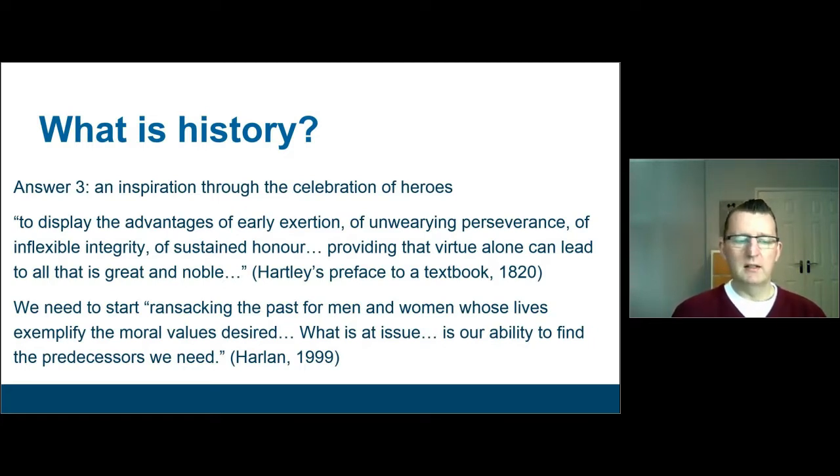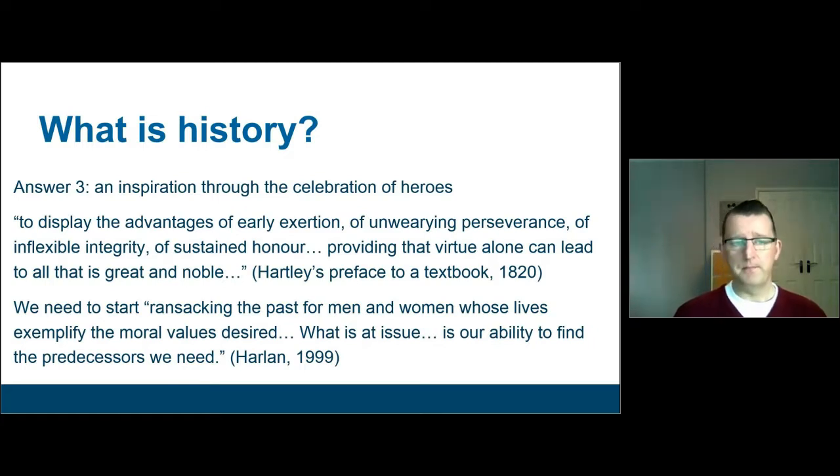And more recently, Harlan has expressed a very similar sentiment and has said that we need to start ransacking the past for men and women whose lives exemplify the moral values desired. What's at issue is our ability to find the predecessors we need. So on this reading, history is a vehicle for us to celebrate what's fantastic about the achievements of other people in different periods of time, and then to set that up as some kind of way to celebrate what's great about people and to encourage everyone else to strive to achieve similarly wonderful things. It's a way of learning about the virtues of our fellow citizens and to aspire to develop those virtues in ourselves.